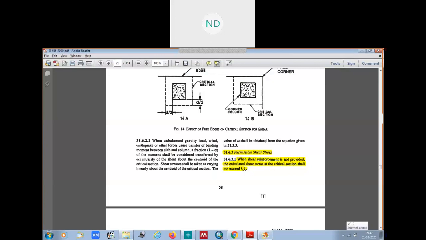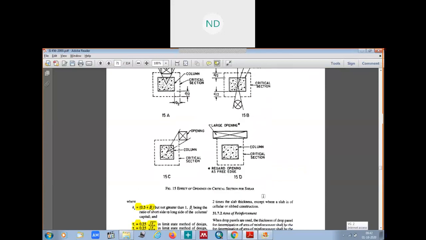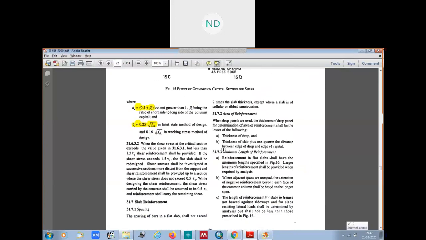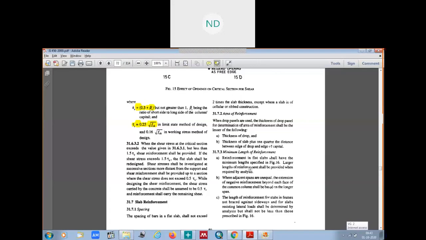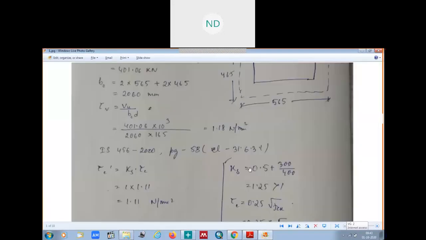Now we have to calculate what our tau c and ks are. So if we see here, what is our ks? 0.5 plus beta c, but not greater than 1. Beta c being the ratio of the short side to the long side. Okay. Now ks is what? 0.5 here plus beta c. So beta c was what? The ratio of the shorter to the longer.